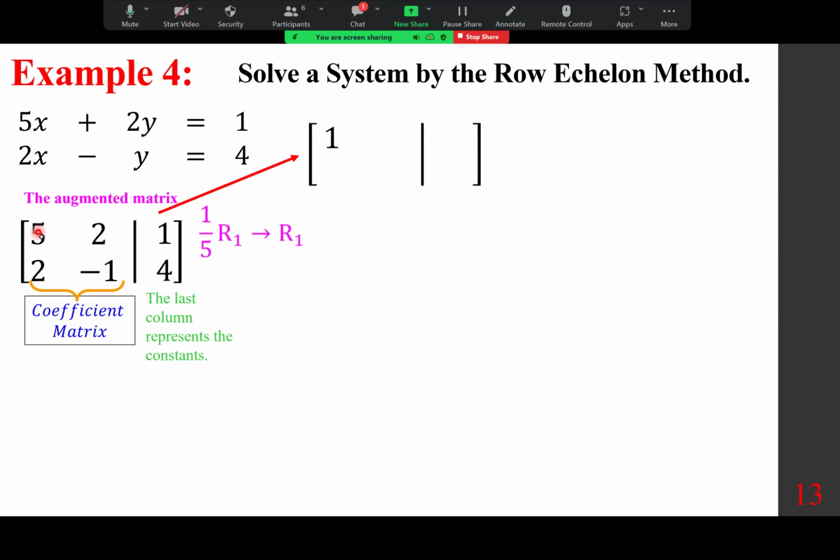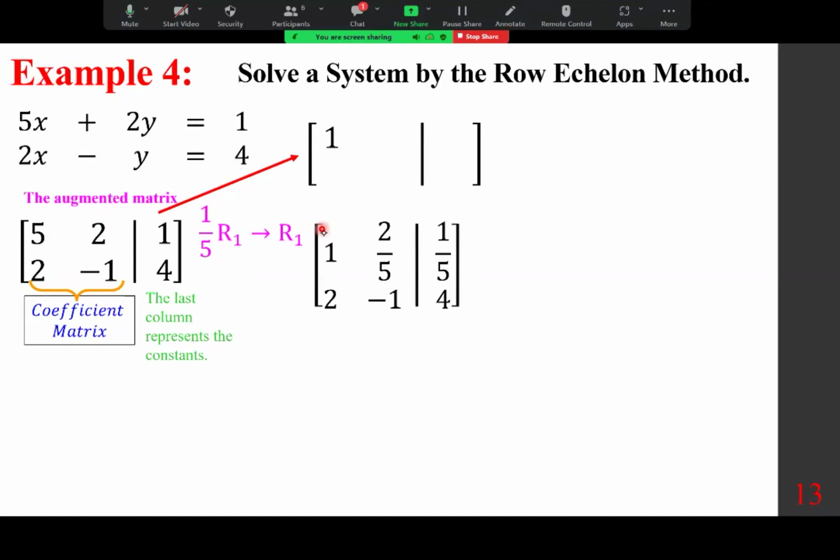So if I go with 1/5 of row 1 goes to row 1, this is the new row 1. So this becomes 5/5, which is 1. This is 2/5. This is 1/5, and the second row doesn't change. Again, I could have said that row 1 minus 2 row 2 is the new row 1. 2 times of this one, if you subtract it, you get 1 here. And this way you avoid the fractions.